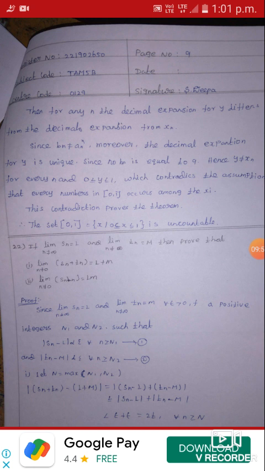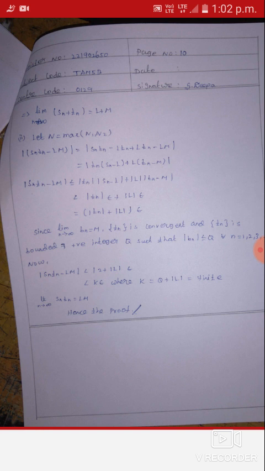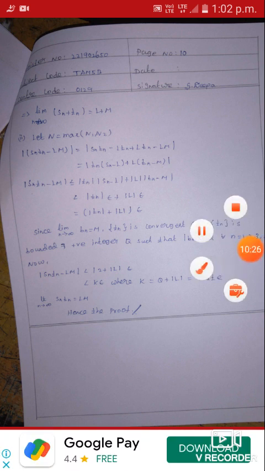Let n equal to the maximum of n1 and n2. Then the modulus of S_n plus T_n minus (L plus M), we can split it into two terms, that is modulus of S_n minus L plus T_n minus M, which is less than or equal to modulus of S_n minus L plus modulus of T_n minus M, that is epsilon plus epsilon, that is 2 epsilon. Like that, the limit of S_n plus T_n as n tends to infinity is L plus M. Similarly, we can prove it for multiplication, taking the maximum of n1 and n2. Like that ends the proof.